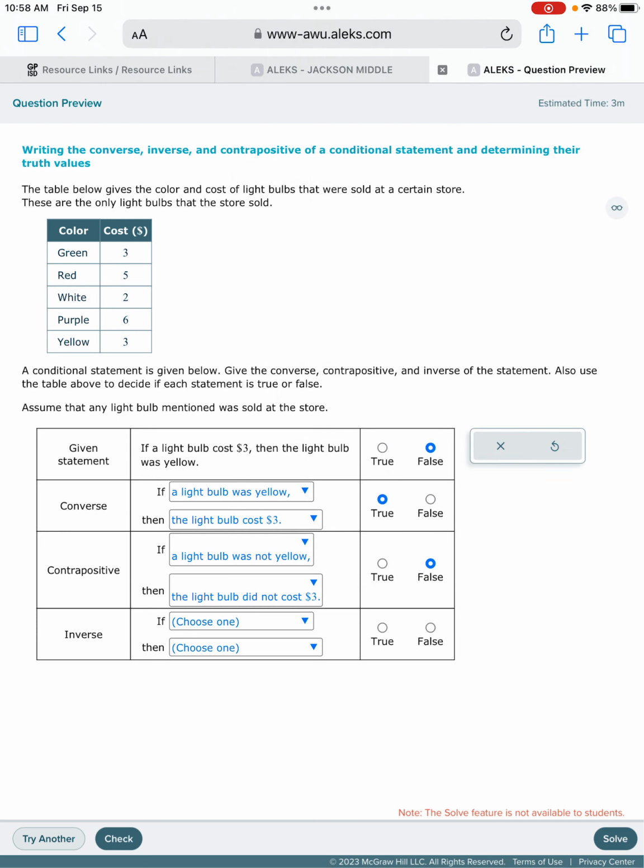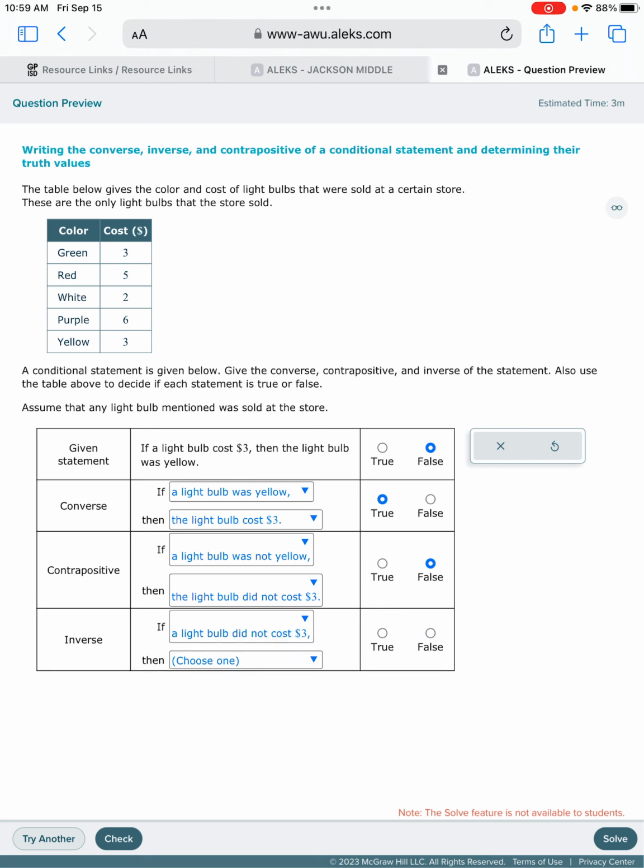And then we move on to inverse. Remember, inverse in algebra meant opposites, right? Opposites in logic or in conditional statements means that we're going to add the word not, right? We're going to negate them. So my original if statement was if a light bulb costs $3. So my new inverse statement is going to be if a light bulb does not cost $3. Okay? And then my then statement was the light bulb was yellow. So my new then statement is going to be the light bulb was not yellow. Right? Because the inverse only negates the original statement. It doesn't swap them around. It just puts the word not on each part.